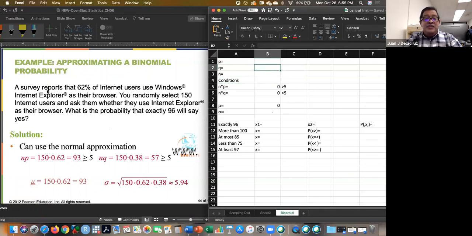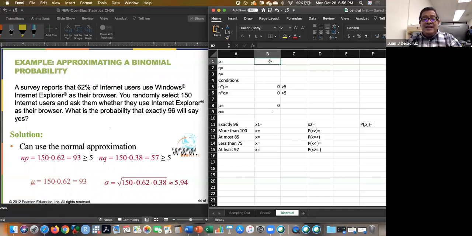So in this case, a survey reports that 62% of the internet users use Windows Internet Explorer. Just imagine how old this example is, as a browser. Very few people use Internet Explorer, as far as I know. So you randomly select 150 internet users and ask them whether they use Internet Explorer as their browser. What is the probability that exactly 96 are going to say yes?